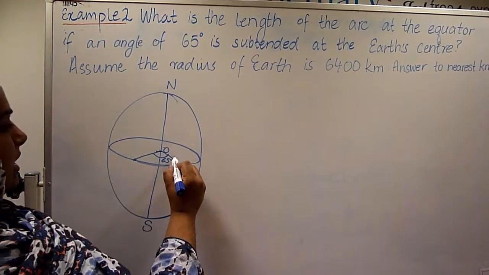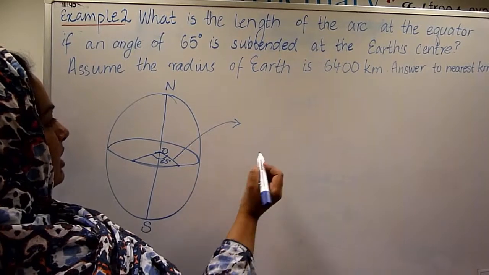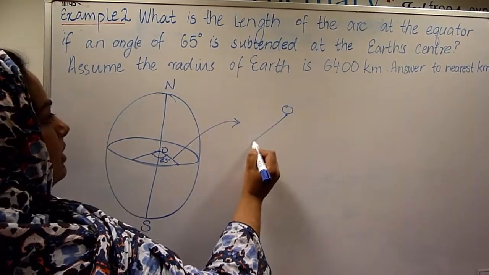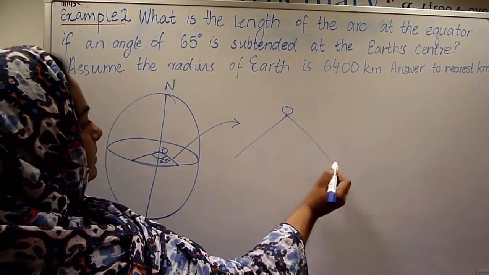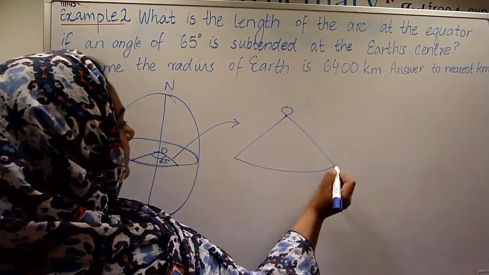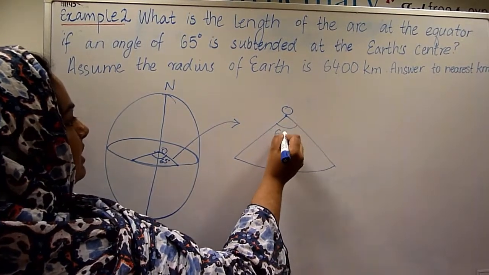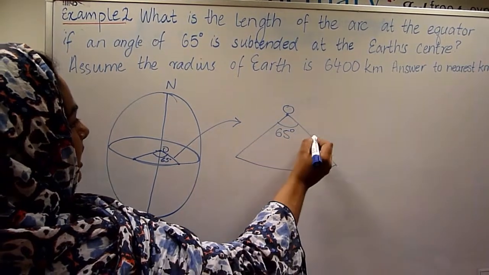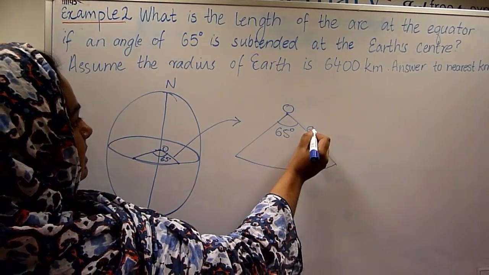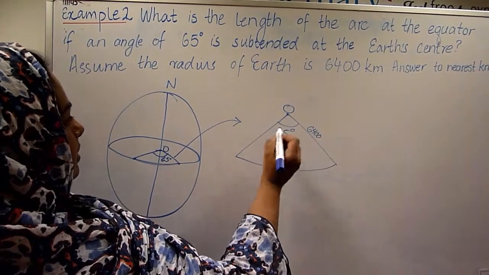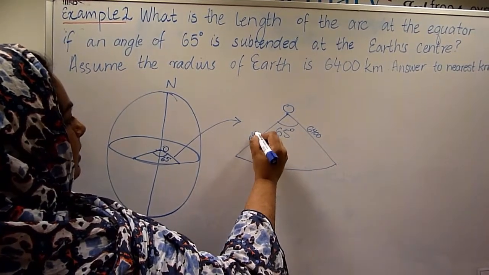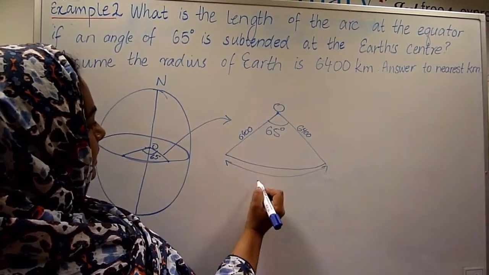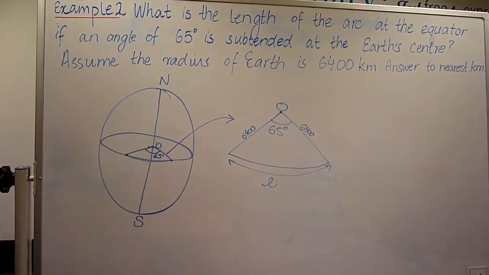So let's just take that out and draw it as our sector. So that's the center of the Earth. And the angle at the center is 65 degrees. And this is our radius, which is 6,400 on both sides. And this is the length we're trying to find, the arc length.